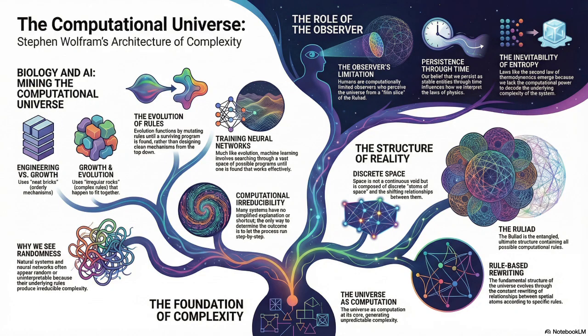Well, I want to acknowledge the deep utility of Wolfram's computational irreducibility right out of the gate, specifically when we talk about mining the computational universe. I mean, when we look at machine learning or evolutionary biology, we are looking at processes that search through a vast space of possible programs. I completely agree with the text analogy that biology and artificial intelligence build walls from irregular rocks that just happen to fit perfectly together, rather than engineered, neat bricks. The irregular rocks analogy perfectly captures why we struggle to reverse engineer these systems.